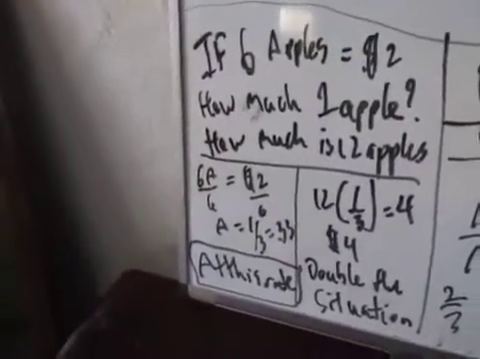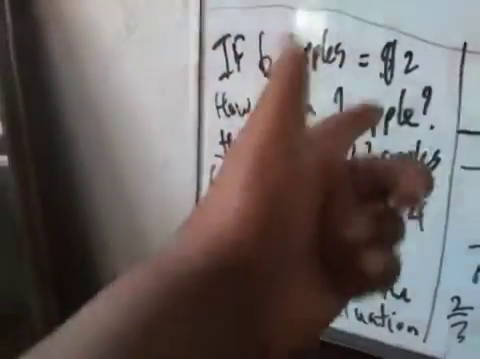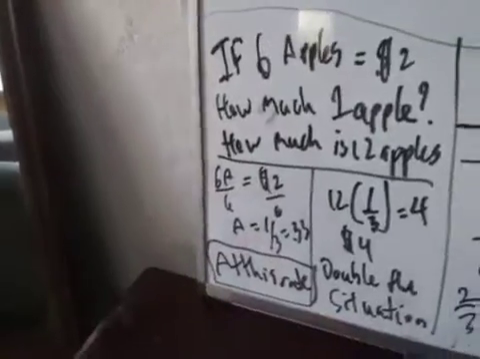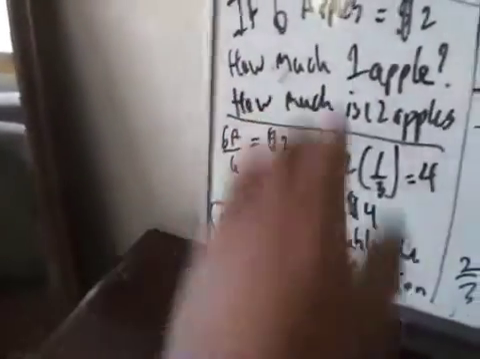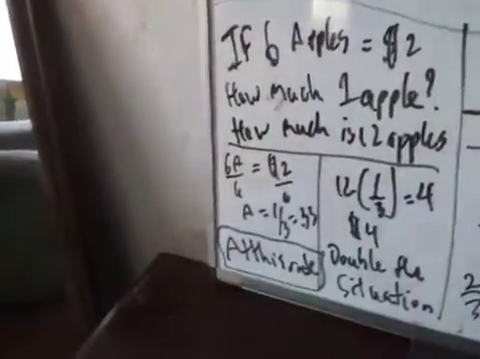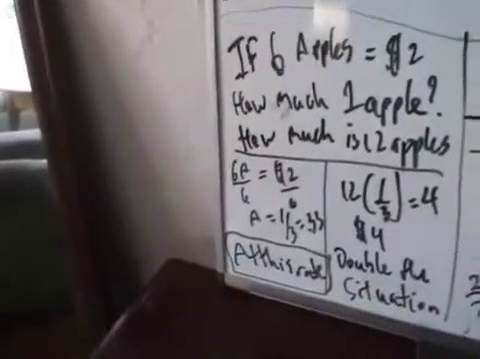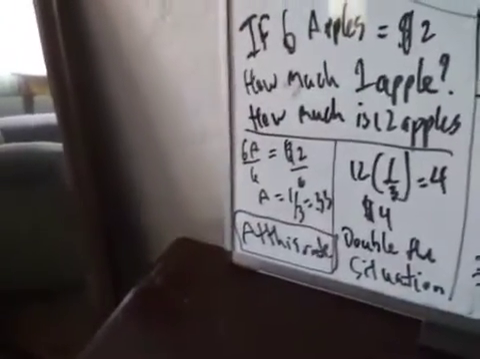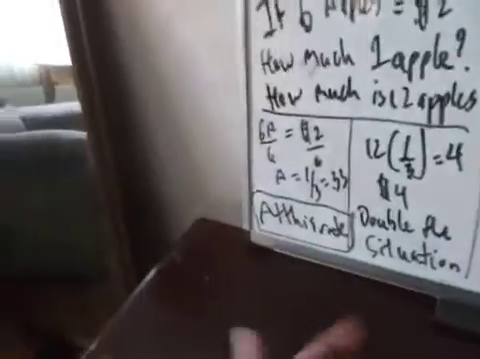You go to the store, you see 6 apples. They cost $2. 6 apples, $2. Good deal, right? How much for 1 apple though? Sometimes you have to find a unit price. How much does 1 cost? Other times you're going to get a group of them, so you want to know how much 12 costs.